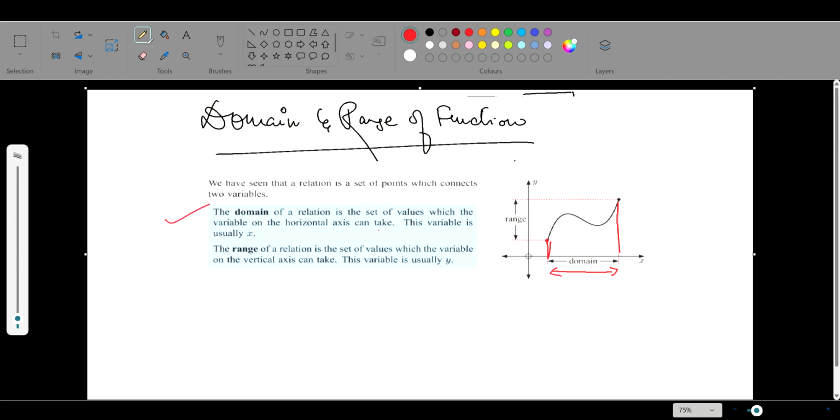Domain is the relation, the set of the values which the variable on the horizontal axis can take. The variable is usually x. Whereas the range is the minimum y to the maximum y. The minimum to maximum y is the range. Range is the relation, the set of values which the variable takes on the vertical axis. The variable is usually y. That is the range.